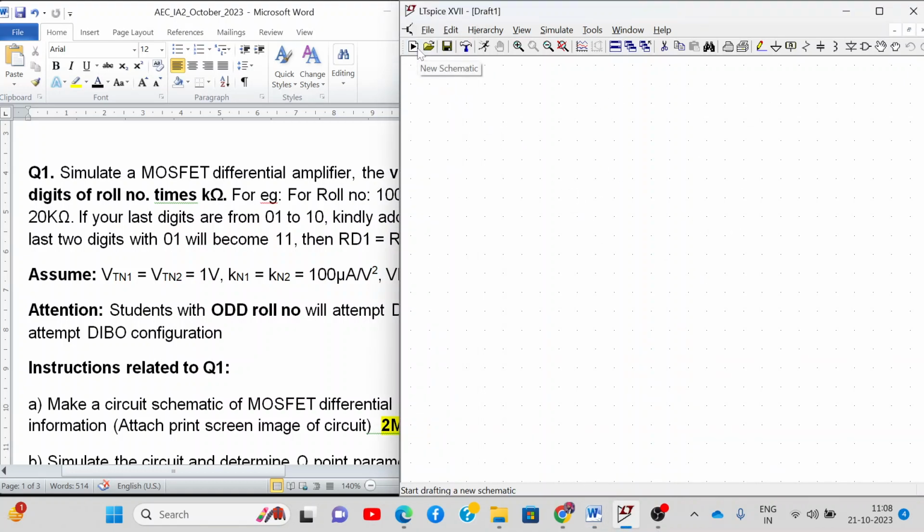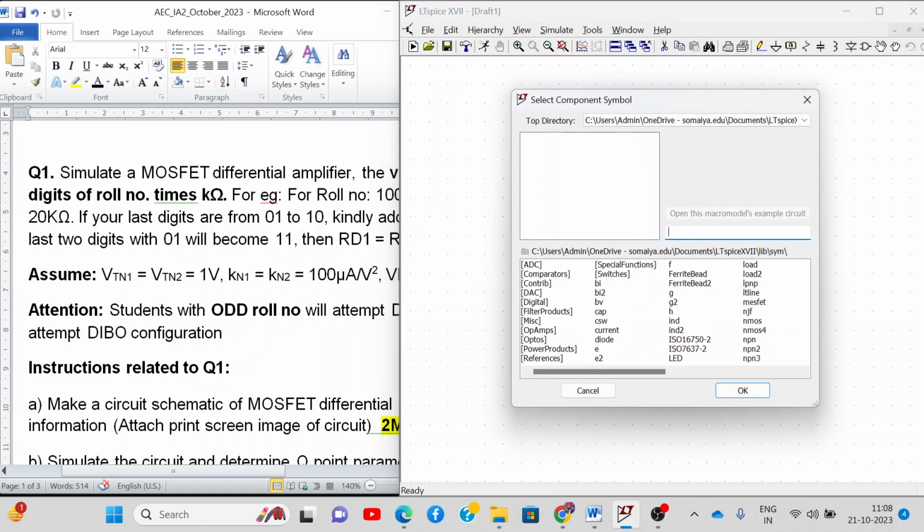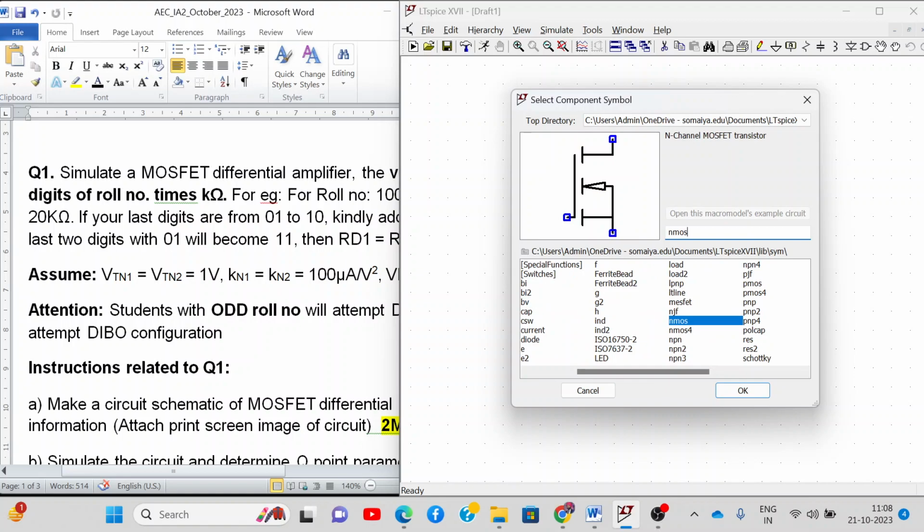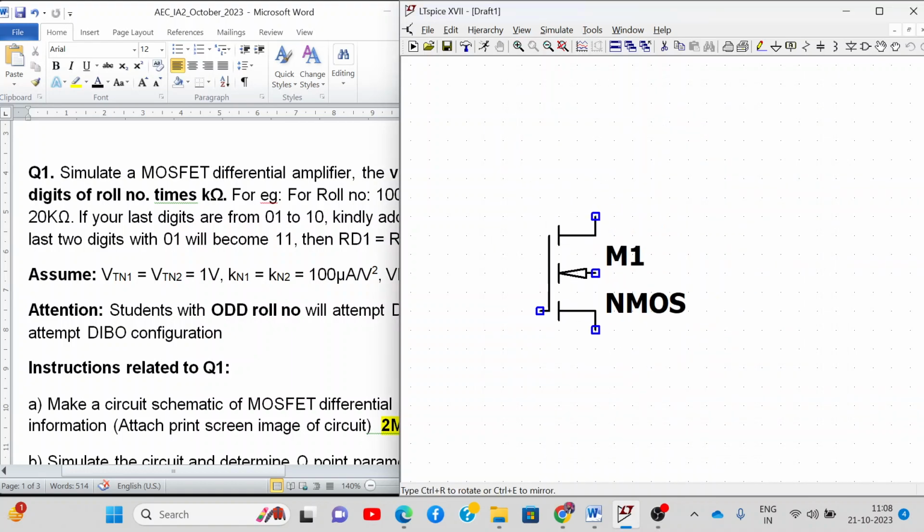You have to select the new schematic, then you go to components, and from those components you select NMOS. You have to select NMOS 4. Remember to select NMOS 4. So we know what a differential amplifier is, right? We have one MOSFET over here and another MOSFET over here. Now remember that if you just rotate it, it won't give you the mirror image of it. So we have to keep the gate sides on the right hand side.